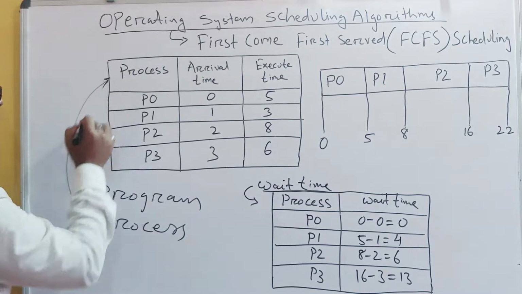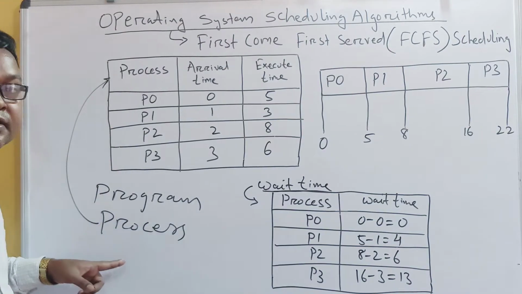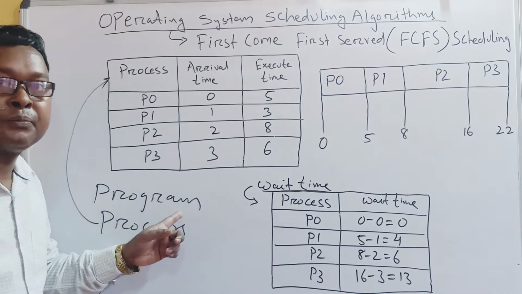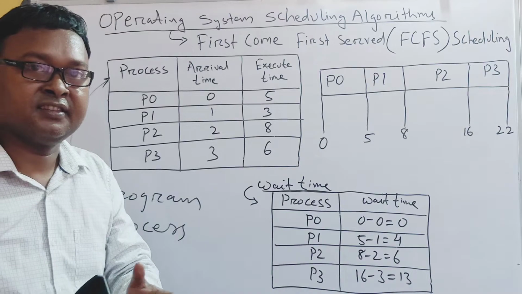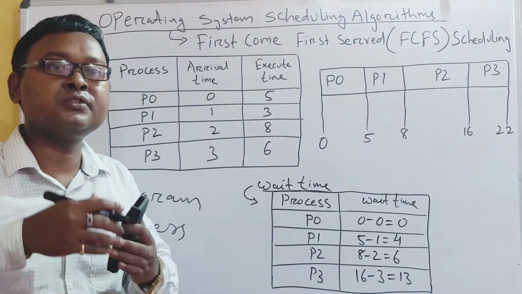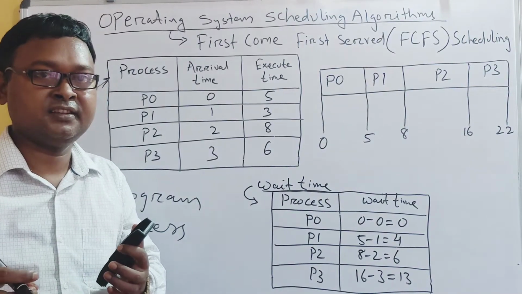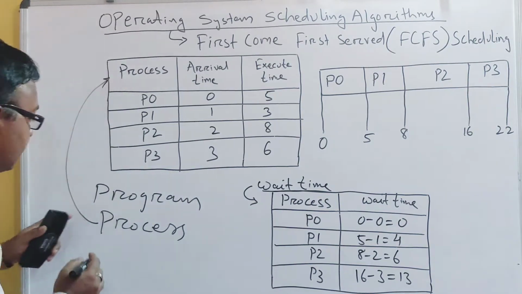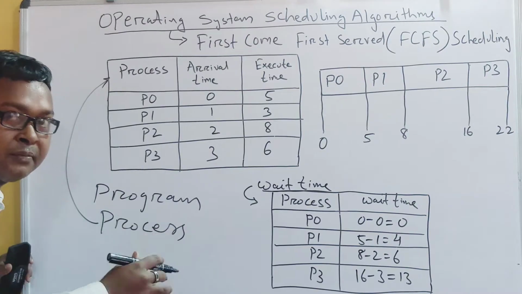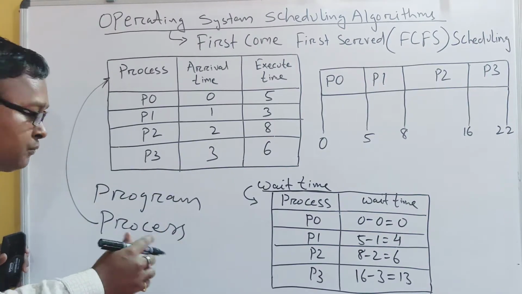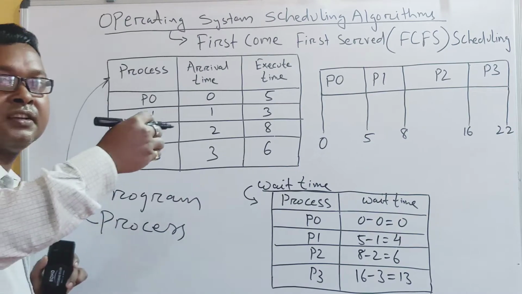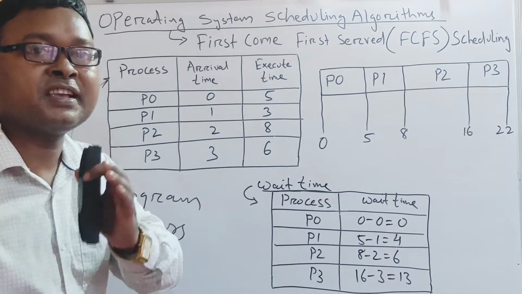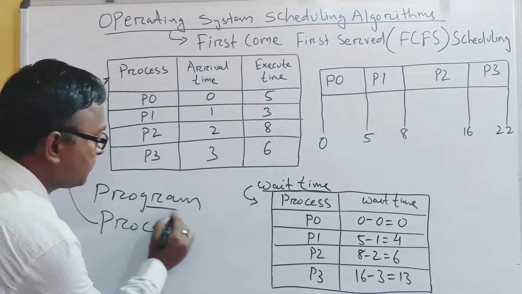So here it's a process, right? So what is a program and what is a process? Try to understand the difference between these. So what is a program? A program is a set of instructions. It is a set of instructions which is stored in your hard disk, and it is in a passive state. Understood? A program is a set of instructions which is stored in your hard disk and it is in a passive state. That is called a program.